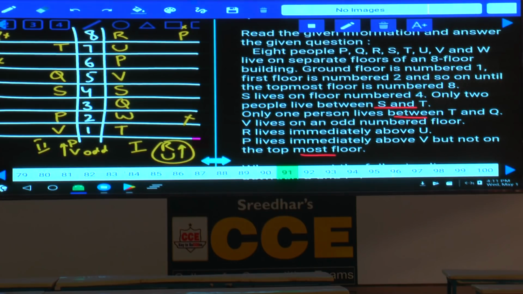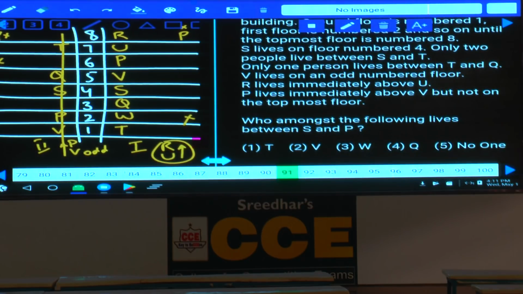Now in the second case, R and U being adjacent to each other is not at all possible. Done? Hence what is your answer here? Only the first case is a possible order, wherein these 8 persons were staying on different floors of a building. Then question number 91, who among the following lives between S and P? Yes, between S and P, tell me who is that person? V, that is choice 2.